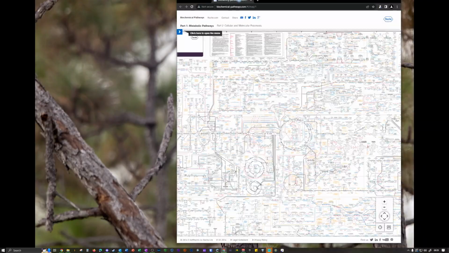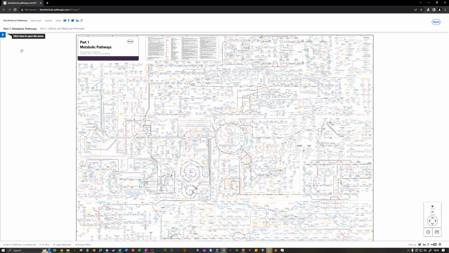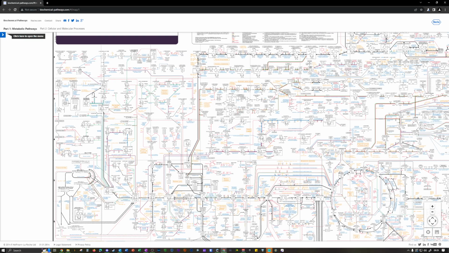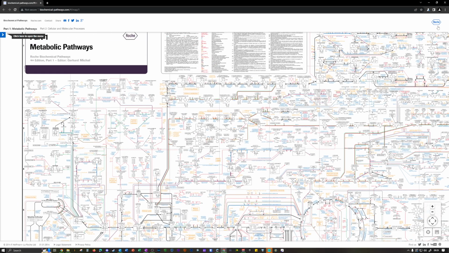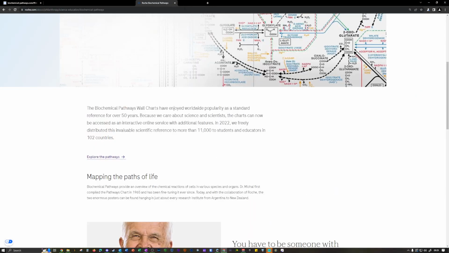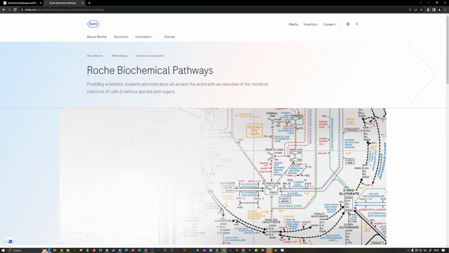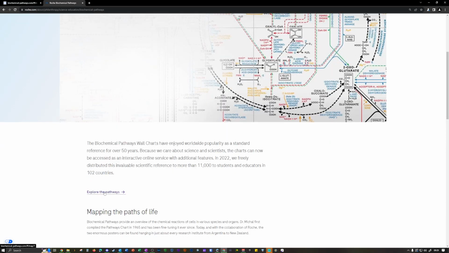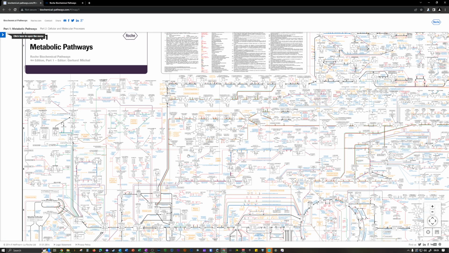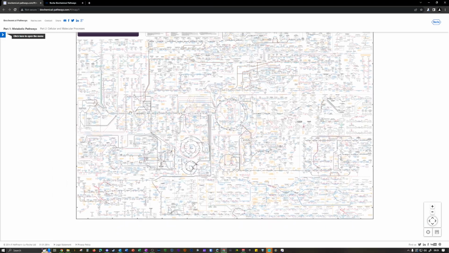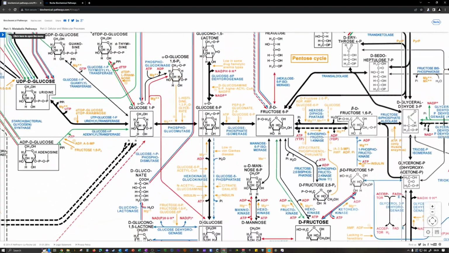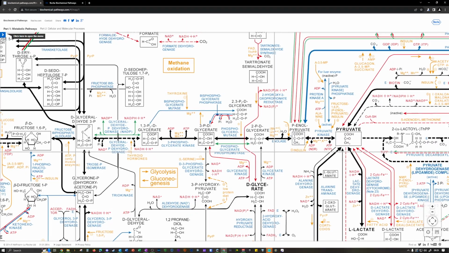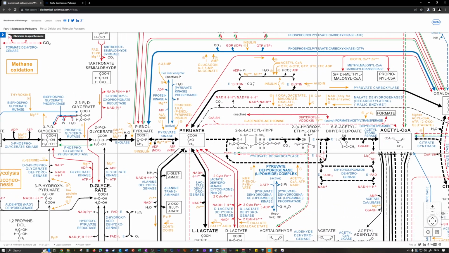If you want to play with something really cool here, you can search the Roche biochemical pathways. There's the URL. You might not be able to see it up there. This is the Roche biochemical pathways here, what you want to search. And then you come down here and click explore the pathways. These are the biochemical pathways of life. And so here, this is glucose. This is going through glycolysis. There's pyruvate. We just talked about pyruvate.